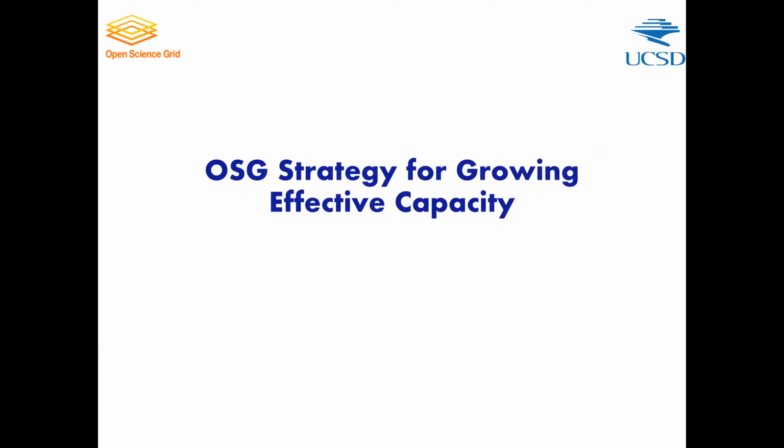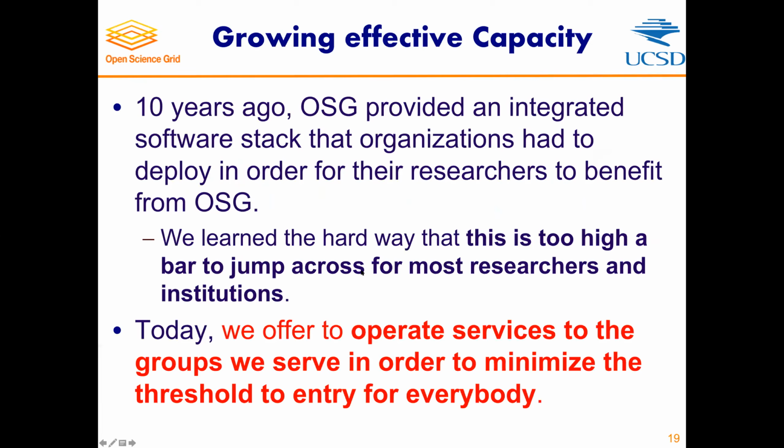I will use the words effective capacity in contrast to raw capacity, because the way I think about it, effective capacity is what I deliver to the end user, to the scientists, to the researchers. And all of the plumbing that we do turns raw capacity into effective capacity. So how do we grow effective capacity? We've been around the bush a few times. OSG was originally formed in 2004, so that's 15 years ago.